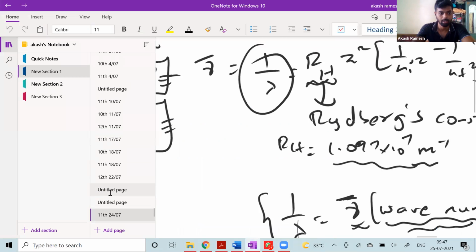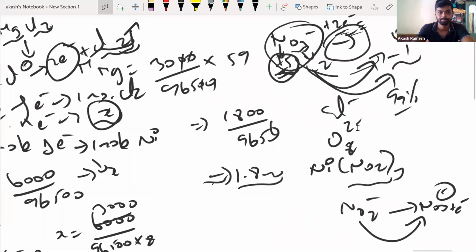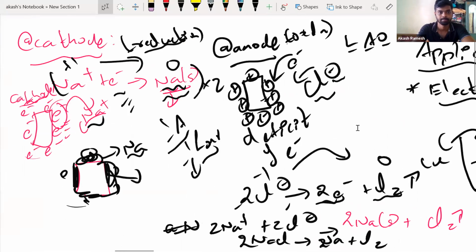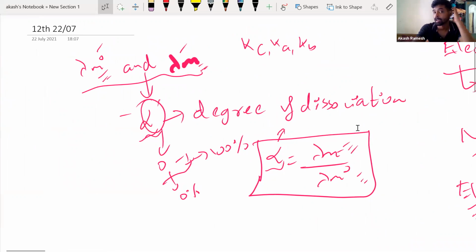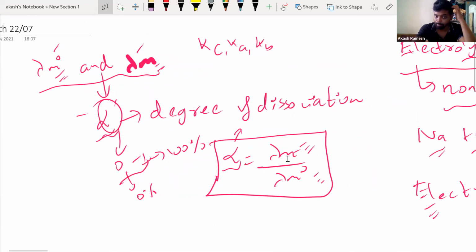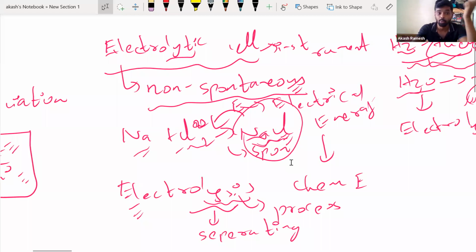Okay, so we'll just quickly go through what we saw last class. It was 22-7, right? Okay, so we started with this connection between degree of dissociation, lambda m and lambda m naught. I want you to remember this formula. Alpha is equal to lambda m by lambda m naught, right? Alpha is the degree of dissociation. We saw this, right? Then we went on to electrolytic cells, how it works, right?